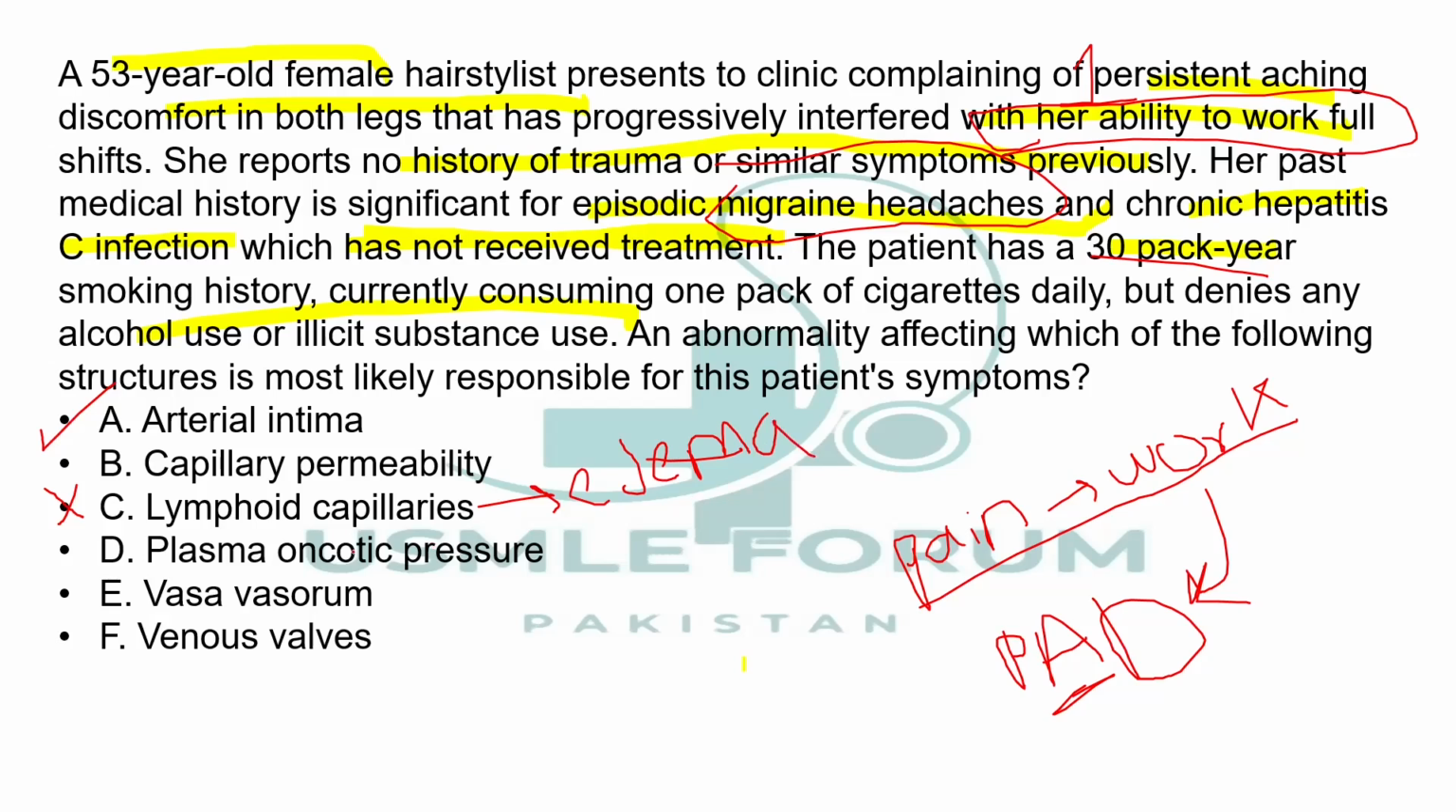So that is wrong. Also, you don't have to think about plasma oncotic pressure, because if that were the answer, there would have been some edema clue given, or some liver dysfunction, or some kidney or renal dysfunction. You don't have to think about that because none of that is given. No swelling, nothing.